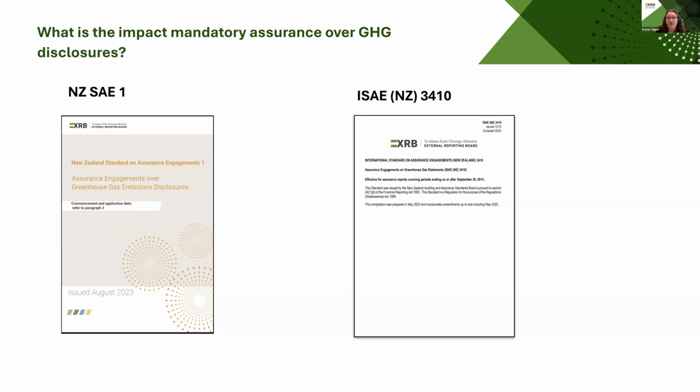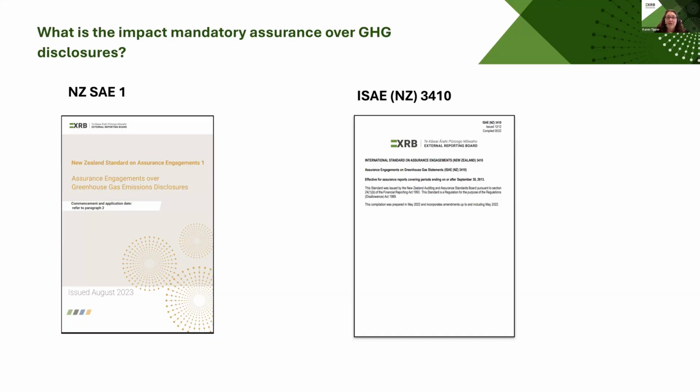So what's the impact on mandatory assurance over greenhouse gas disclosures? So as we've talked about earlier, NZ SAE 1 is our temporary domestic standard for the assurance engagements over greenhouse gas emissions disclosures. We will retain this mandatory assurance standard, but it currently requires the use of two international standards, being ISAE 3410 and ISO 14064 Part 3. And we are proposing in this consultation to allow the use of the new international engagement performance standard ISA 5000 as an option within NZ SAE 1. It would not be mandatory to use this standard, but we would be including it as an option.